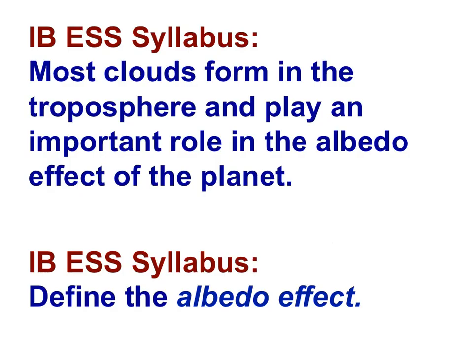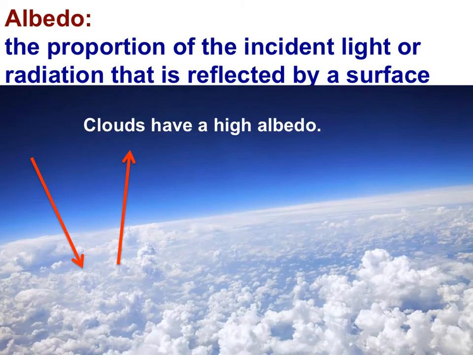Here's the next IB syllabus statement. Most clouds form in the troposphere and play an important role in the albedo effect of the planet. Define the albedo effect. Albedo is defined as the proportion of the incident light or radiation that is reflected by a surface. Anything that reflects the entirety of incoming solar energy has an albedo of 1.